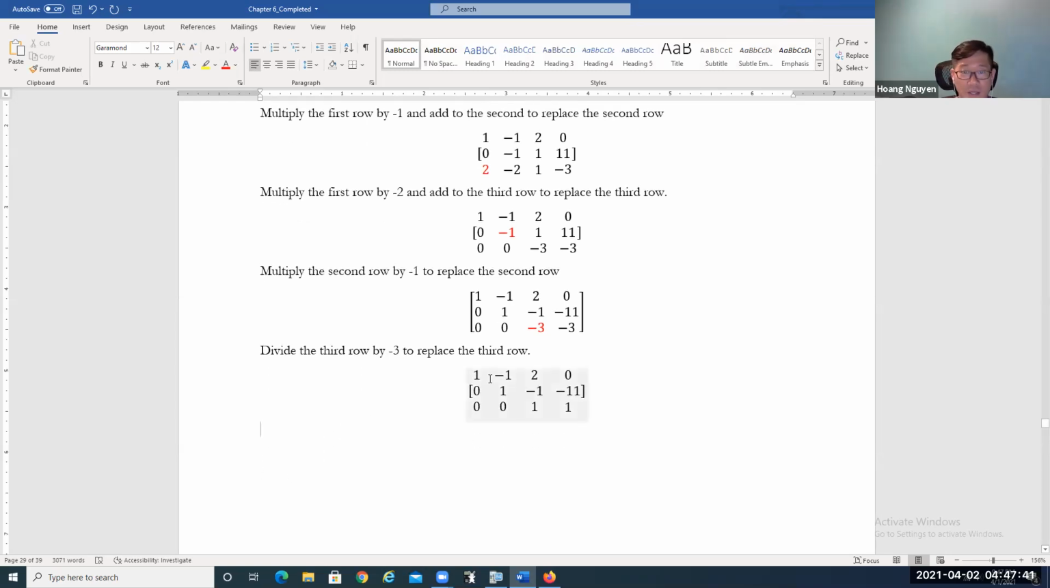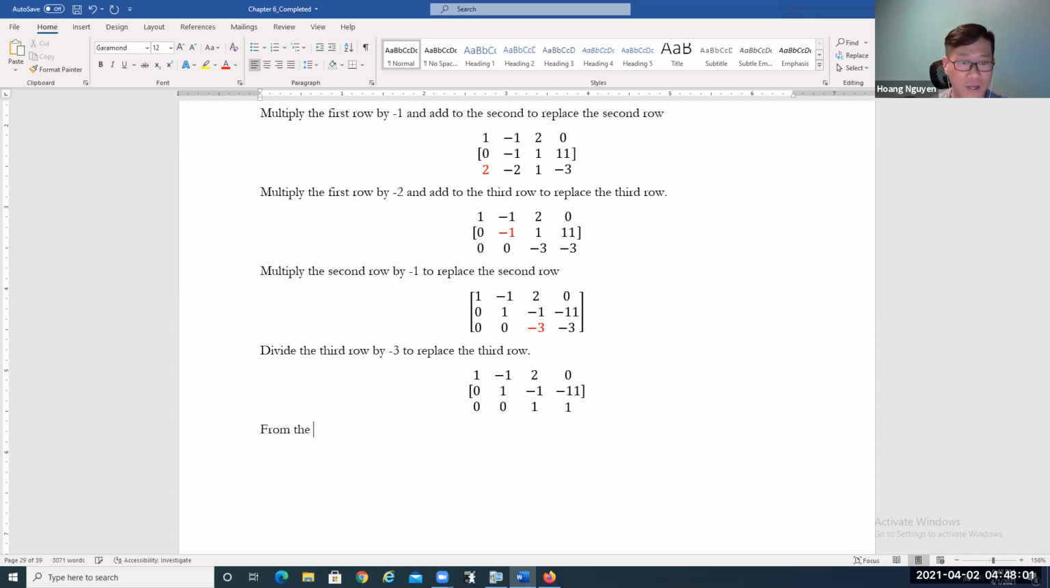Now let's double check. One of the elements on the main diagonal equals 1, and the elements below the main diagonal already equal 0. So that's good. Now we're going to use back substitution, so get ready. Let's find out the solution.